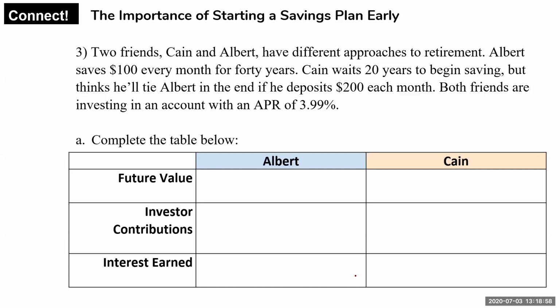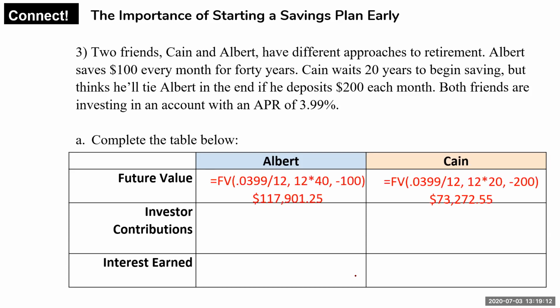Now let's look at it. We are going to realize that their total contributions will be the same, but time is money. All right, and earlier, the better. So the future value, look at it. So this is it. Okay, so Albert does 100, Cain does 200. And look at it. So Albert gets more money than Cain. Investor contributions stand at the same value for each of them. So time is very, very important.